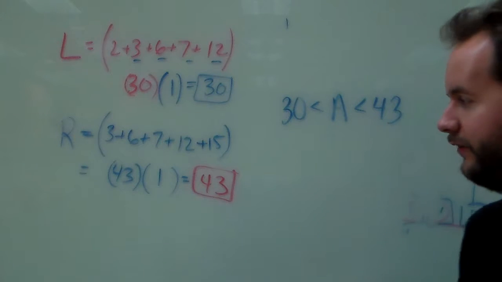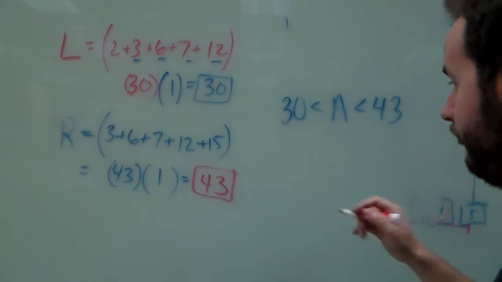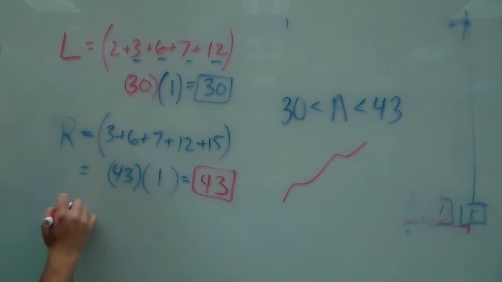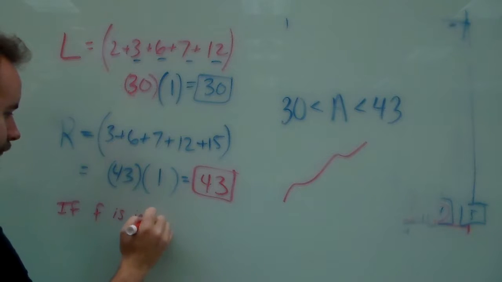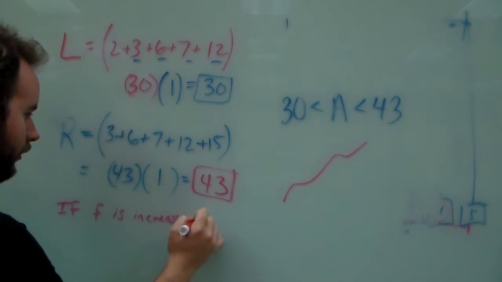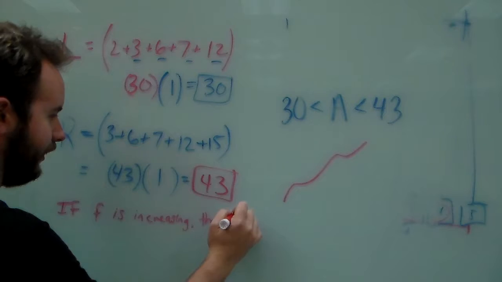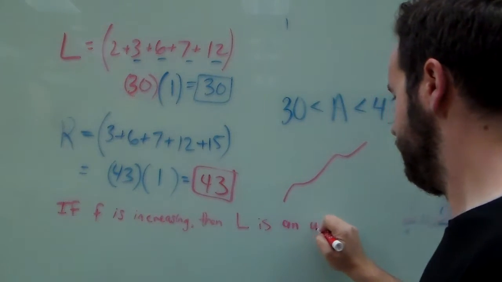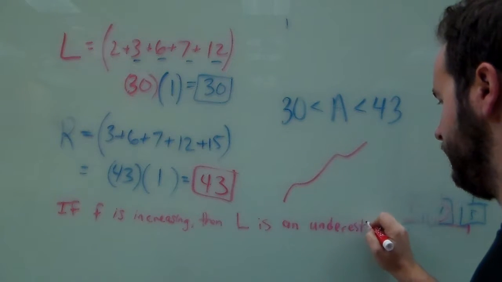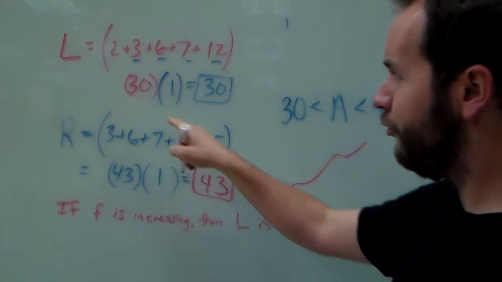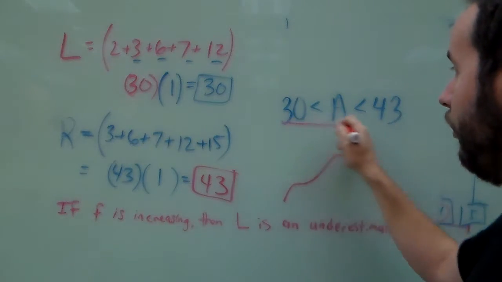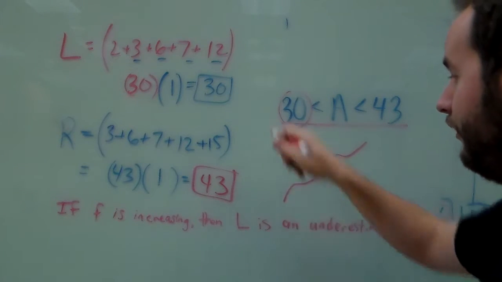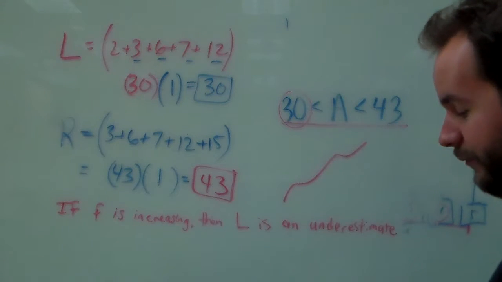Something else I want to point out about this is that the function that I just erased was an increasing function. So for an increasing function, let's say if f is increasing, then the left approximation method is an underestimate. That is to say, the actual area is probably something bigger than 30. And in fact, our inequality reflects that. The actual area might be somewhere around 35 or 36 or 37, somewhere above 30. So the left-hand approximation is an underestimate.